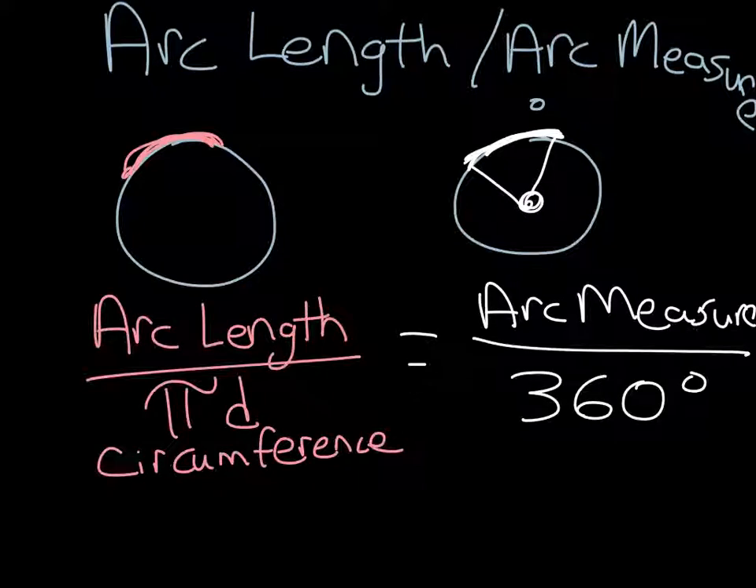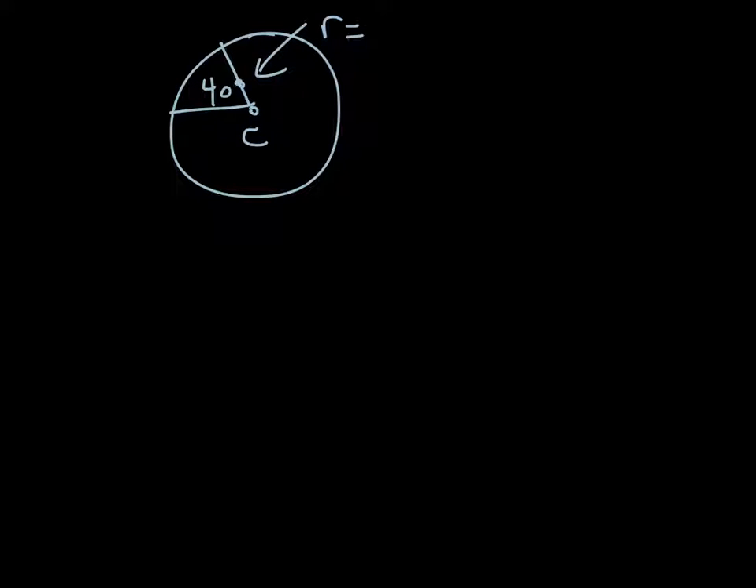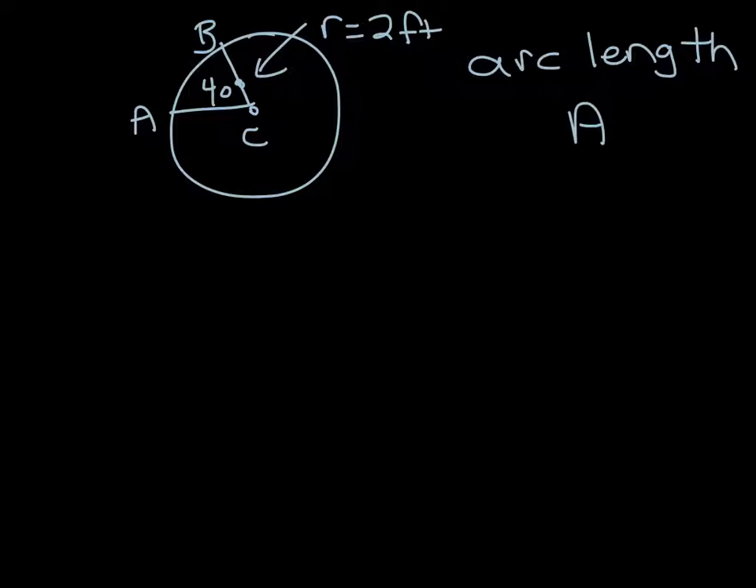So let's see an example. Let's say that I have a circle here, centered at C, and I know that I have a 40-degree central angle there, and I know that the radius here is worth 2 feet. And let's call this AB. And the question is, what is the arc length of arc AB? That's what I'm trying to solve for.